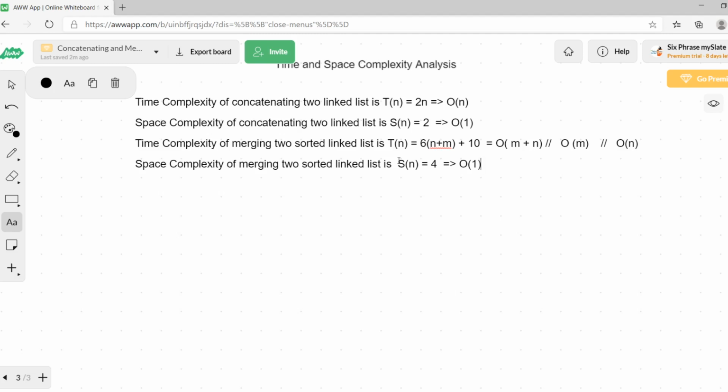So the time and space complexity analysis of the concatenation as well as the merging process of linked lists has been completely discussed in and out.